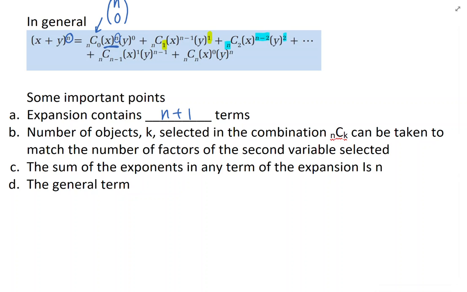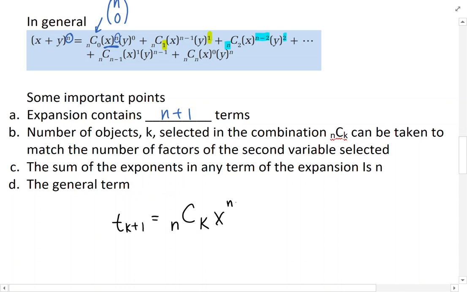And finally, this part you do need to know, you want to write this down: the general term for finding just one specific term. When we have some term k plus 1, it's equal to nCk x^(n minus k) y^k. So the term is always going to be one number bigger than the k, because we've already established that this number we've highlighted there is always going to be one lower.